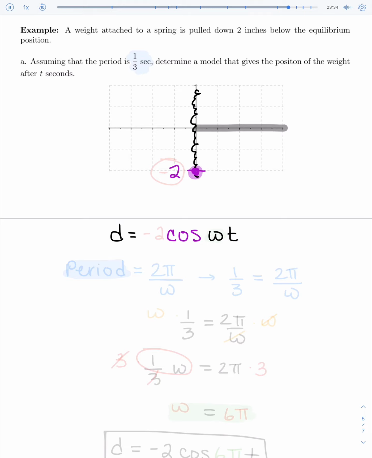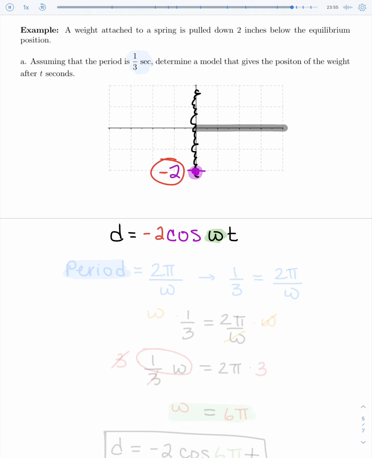And because we're starting down at the bottom at a -2, meaning it's been pulled down, our cosine, our number in front of the cosine, our a, will be a -2 as well. The problem is going to be finding the omega, but we've already done that before, so it shouldn't be too bad. So let's find omega using the period.